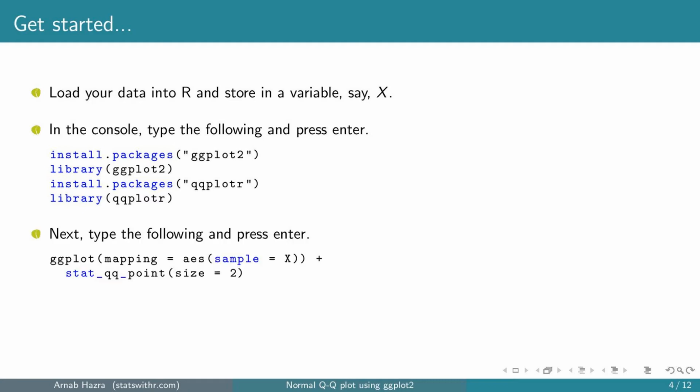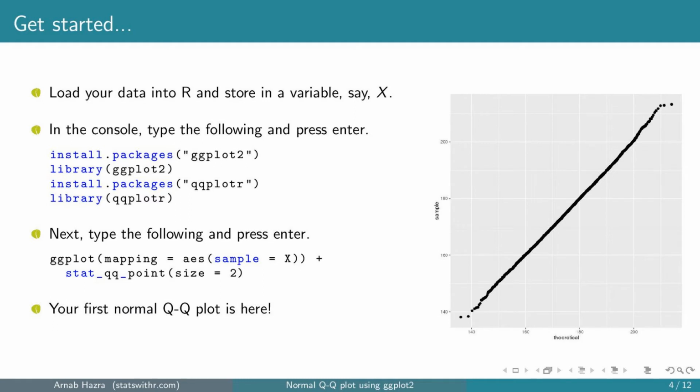In the console window, type ggplot, mapping equals aes, sample equals x, plus stat_qq_point, within brackets, size equals 2. The default size in the function stat_qq_point is 1.5, so if you are happy with that, you don't need to mention anything, just leave a blank bracket. Now, press enter. Okay, you get your first normal qqplot using ggplot2.